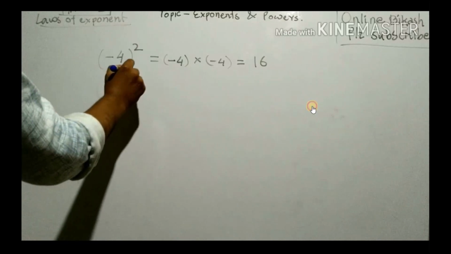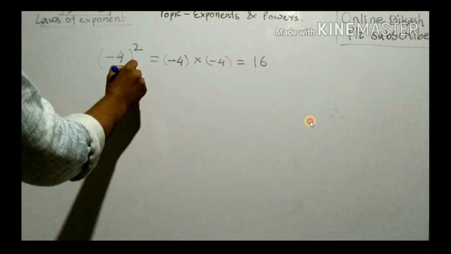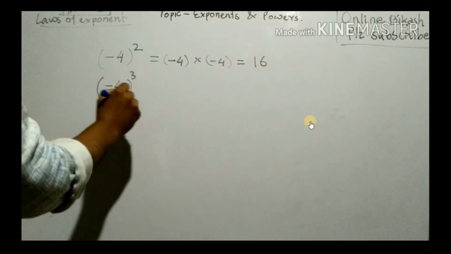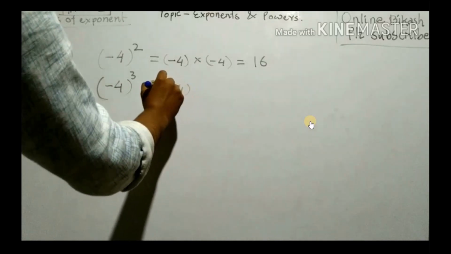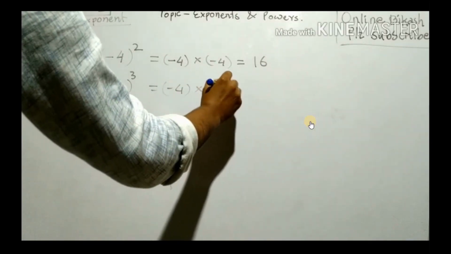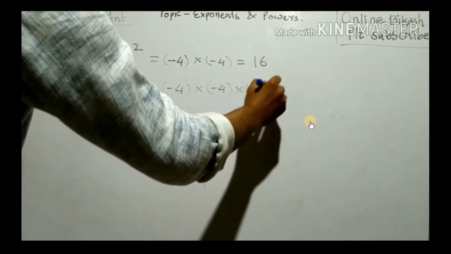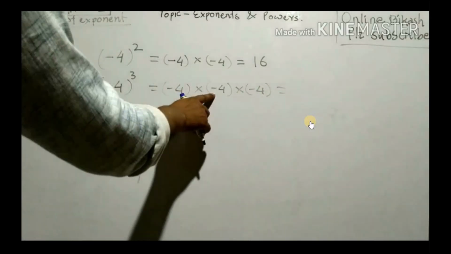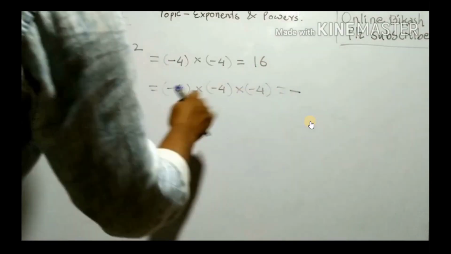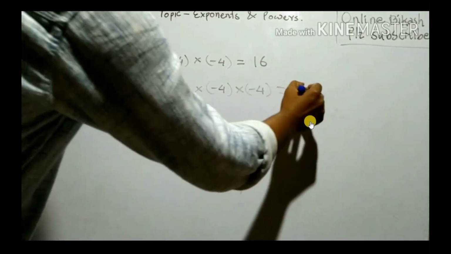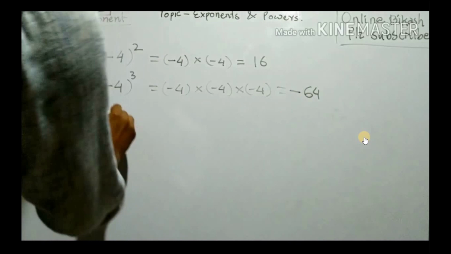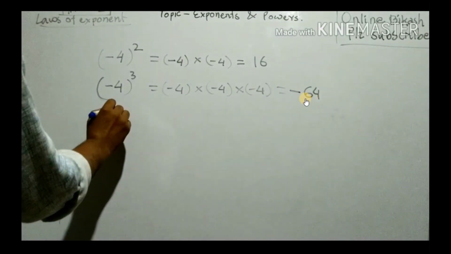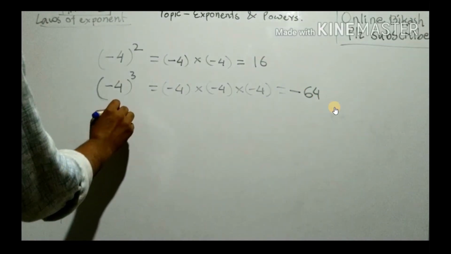Okay, I am not writing any sign here, but it means there is a plus sign. And -4 cubed, in that case what will happen? -4 will be multiplied 3 times repeatedly, and the answer is what? In this case, minus and minus will be plus, and plus and minus will be minus. 4 4s are 16, 16 4s are 64. So in this case, you see, we have got -64.